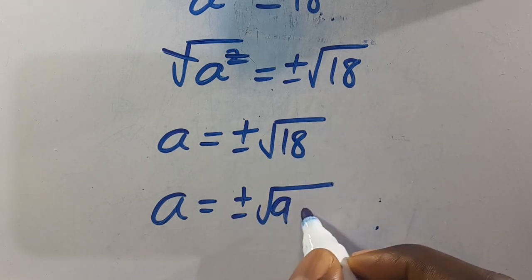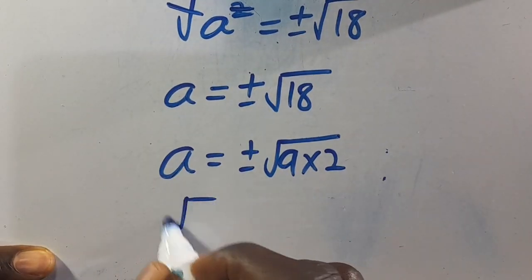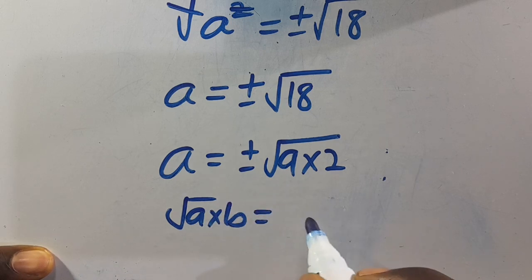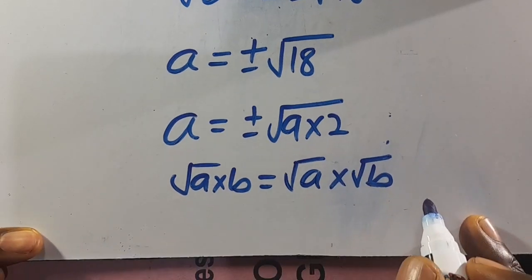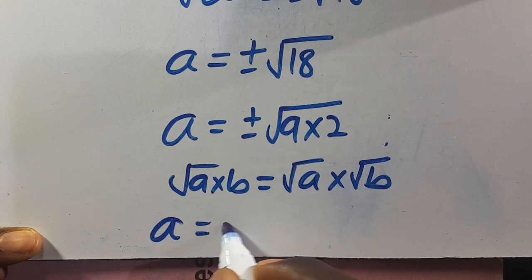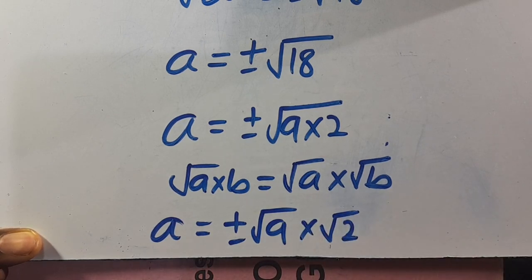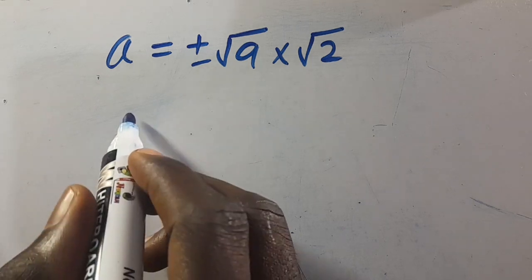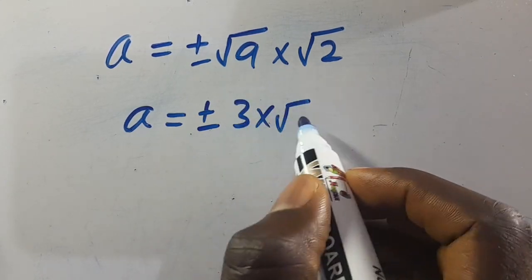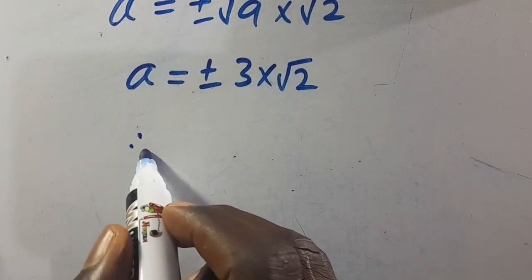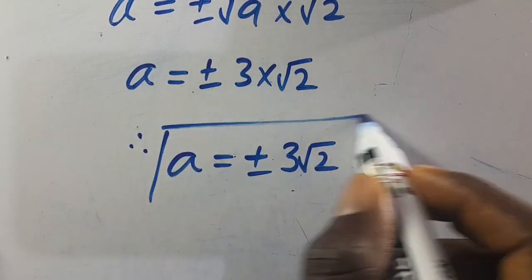18 can be simplified as 9 times 2. Remember, when you have root of a times b, it can be simplified to the square root of a multiplied by the square root of b. So when we apply it here, we have a equals positive or negative root of 9 multiplied by root of 2. Root of 9 will give us 3, multiplied by root 2. So finally, we have a equals positive or negative 3 root 2.